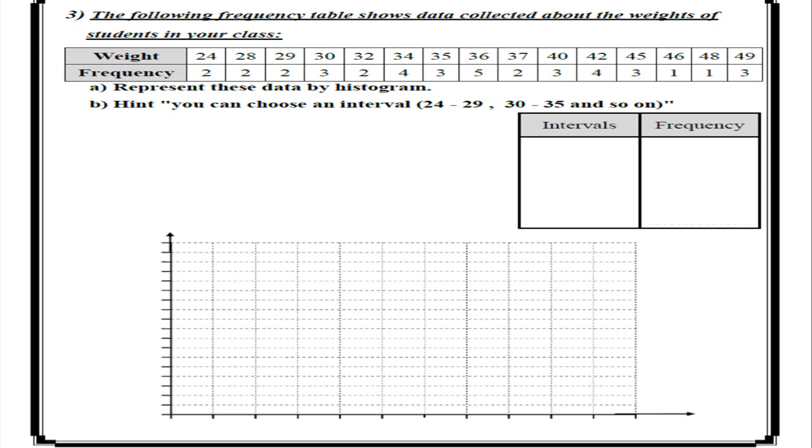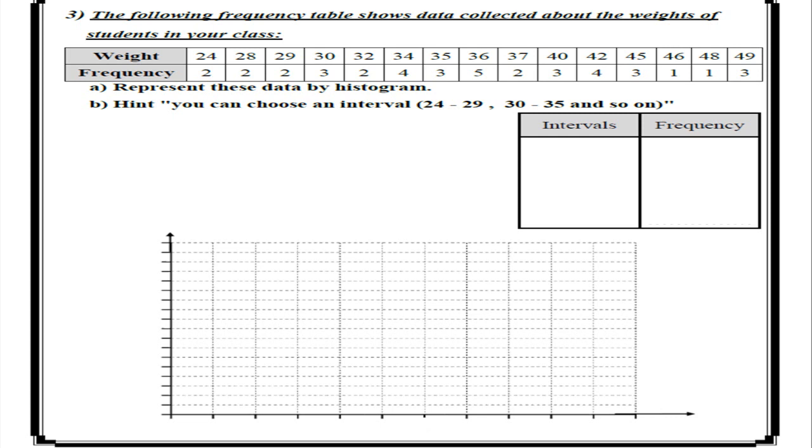34, 4. 35, 3. 36, 5. 37, 2. 40, 3. 42, 4. 45, 3. 46, 1. 48, 1. 49, 3. A. Represent these data by histogram. B. Hint. You can choose an interval 24 to 29, 30 to 35, and so on.